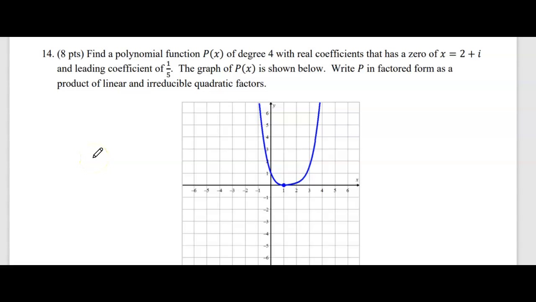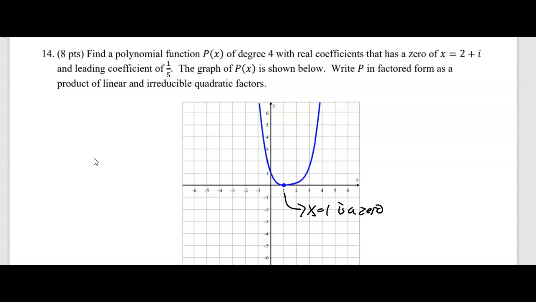Find a polynomial function of degree 4 with real coefficients given a complex 0, a leading coefficient, and a graph. Write P in factored form as a product of linear and irreducible quadratic factors. Now first off, by looking at this graph, I can see an x-intercept. X equals 1 is a 0.